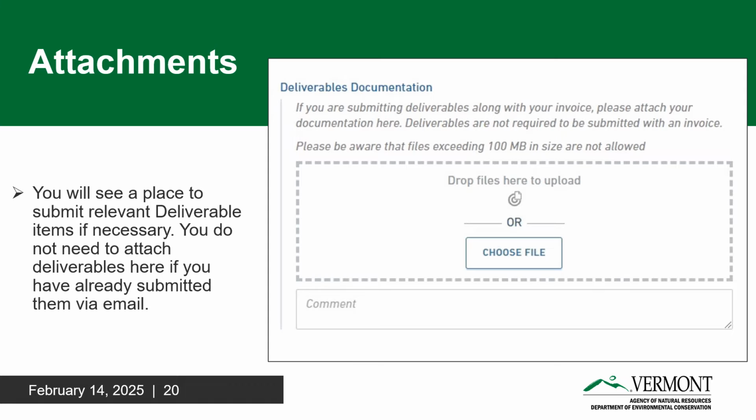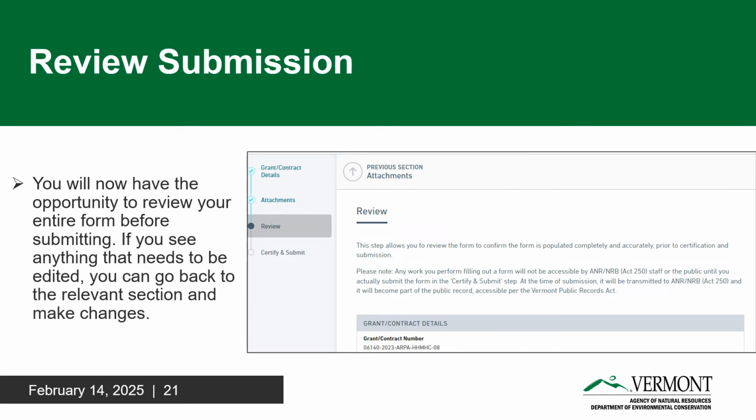Scrolling further down in the Attachments section, you will see a place to submit relevant deliverable items if necessary. You do not need to attach deliverables here if you've already submitted them via email. You will now have the opportunity to review your entire form before submitting.